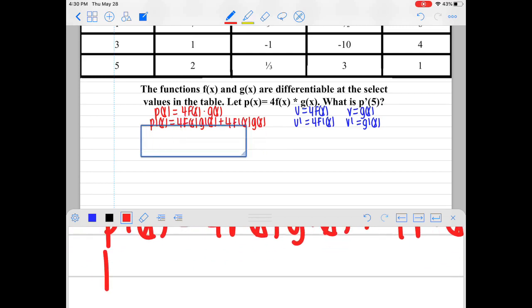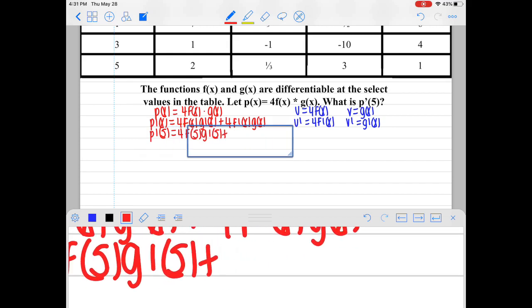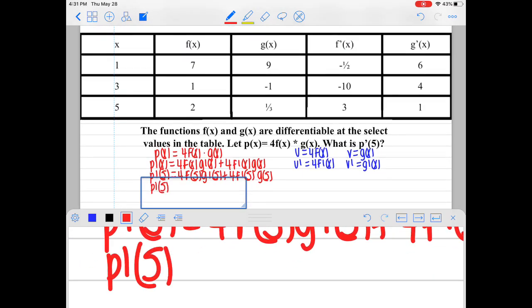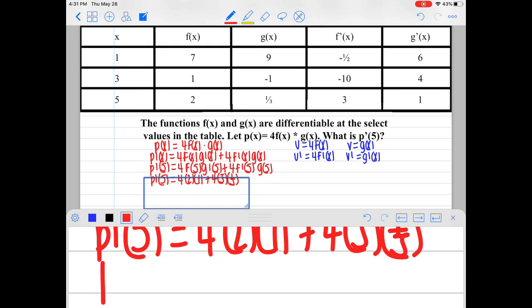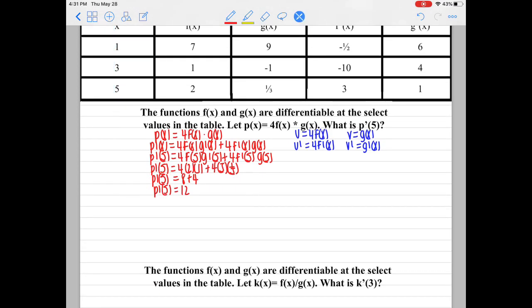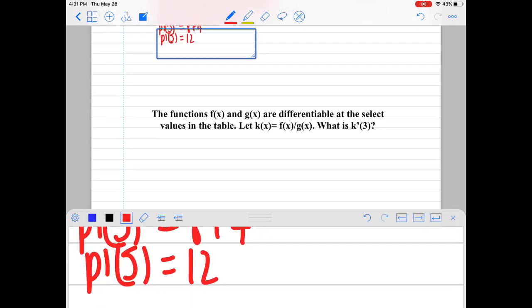And the problem asks to find p prime of 5, so we're going to plug in 5 for all the x values as shown, so 4f of 5 times g prime of 5 plus 4f prime of 5 times g of 5. And then we are going to look at the table of values given and look where it says x equals 5 and use those values as shown below and plug them in for each of the values, and then that's going to equal 8 plus 4, which will be 12. And that's it for the first example. As you can see here, all you've got to do is apply the product rule and then correlate the values in the table to the problem.